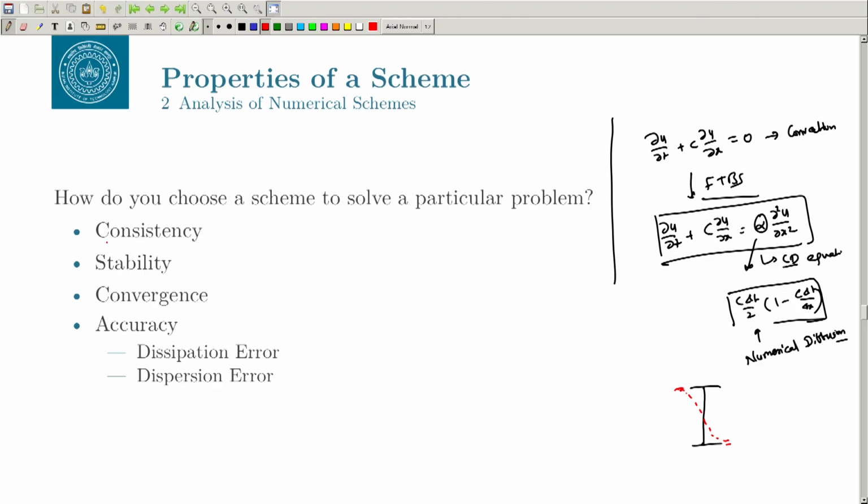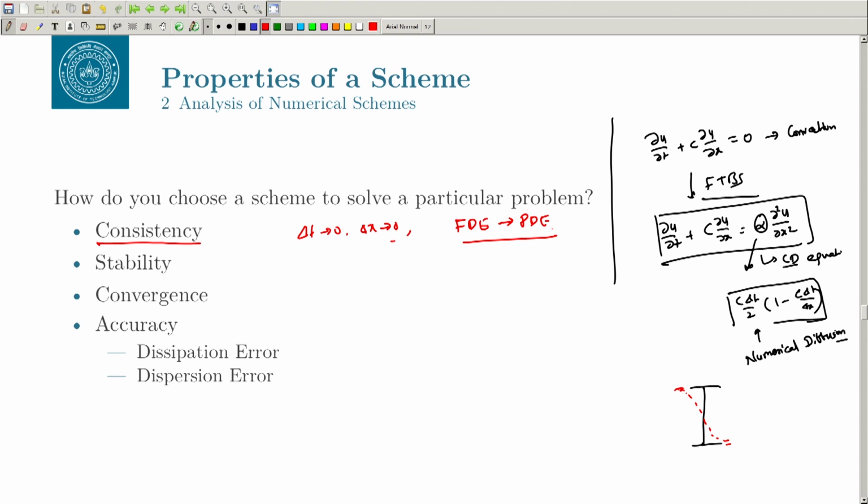One property that we have already discussed is the consistency of the scheme. What is consistency? As your delta t goes to 0 and delta x goes to 0, your finite difference equation becomes your PDE. This is the definition of consistency.